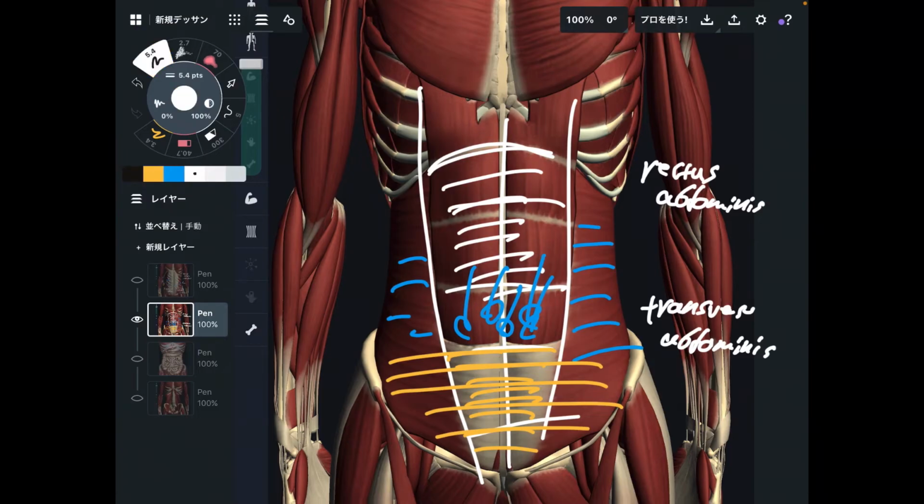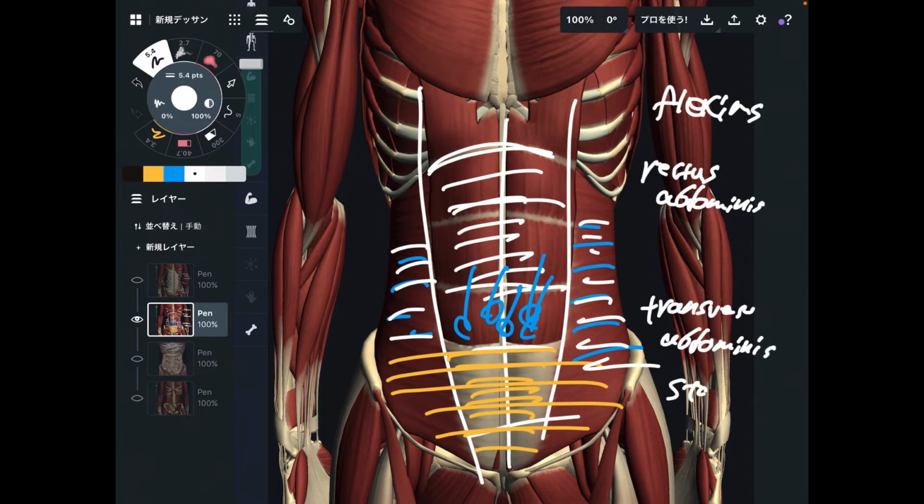What is function of rectus abdominis? The main function is trunk flexion. This is the sit-up muscle, right? On the other hand, transverse abdominis doesn't move core a lot. It is more important for core stability, and it maintains abdominal pressure. So this muscle is more important for stability and optimizing abdominal pressure.